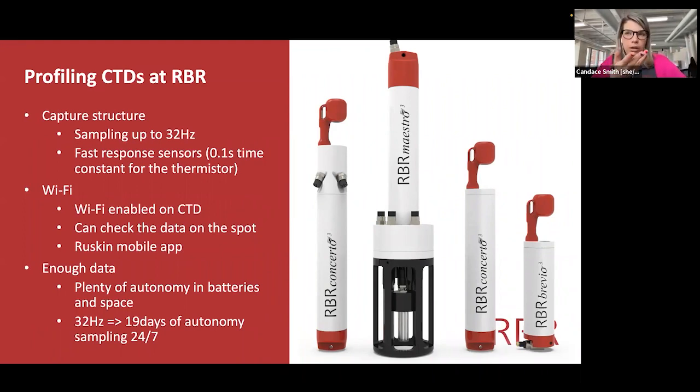So I did run a quick check, and for say this instrument here, the Concerto, if you did run it at 32 Hertz, it would be 19 days of autonomy. So the memory would fill up after 19 days, and that's if you're sampling 24/7. So every single day, around the clock, 32 samples of CTD every single second. So that is quite a while. So again, when you're out in the field, if you're going out for a day, you have something like that, you don't really have to worry about, will I have enough memory or batteries to get through this deployment?